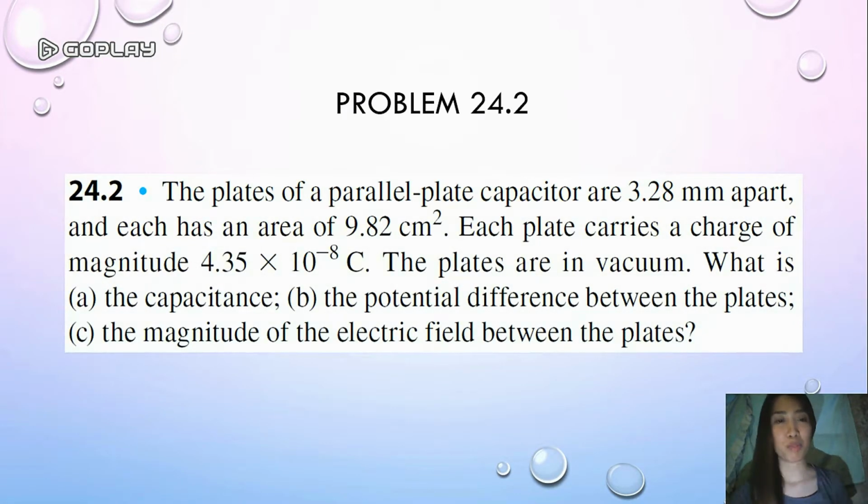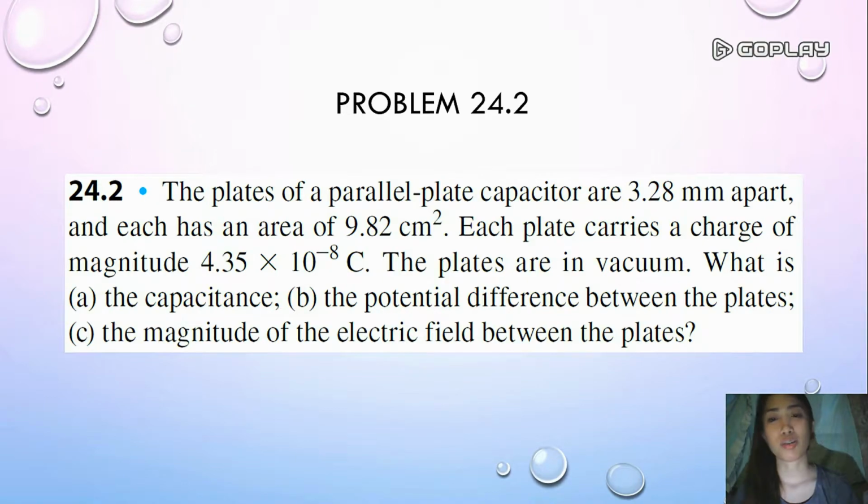So in this problem, the plates of a parallel plate capacitor are 3.28 millimeters apart, and each has an area of 9.82 square centimeters. Each plate carries a charge of magnitude 4.35 times 10 to negative 8 coulomb. The plates are in vacuum. What is letter A, the capacitance, B, the potential difference between the plates, and C, the magnitude of the electric field between the plates?